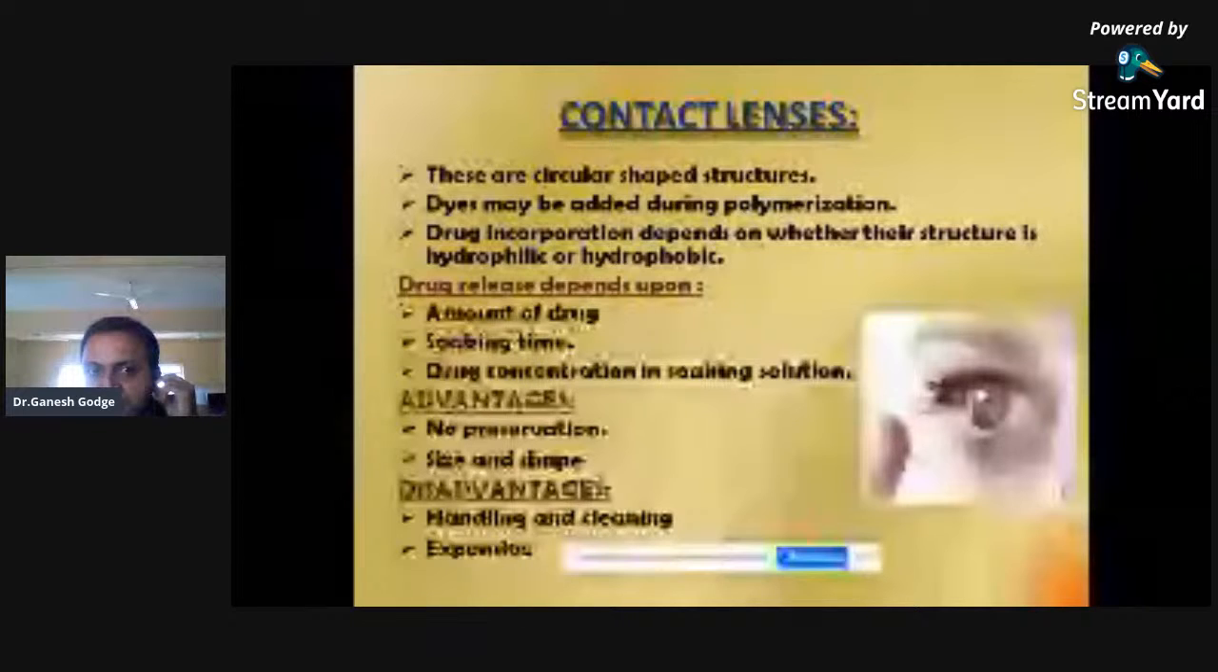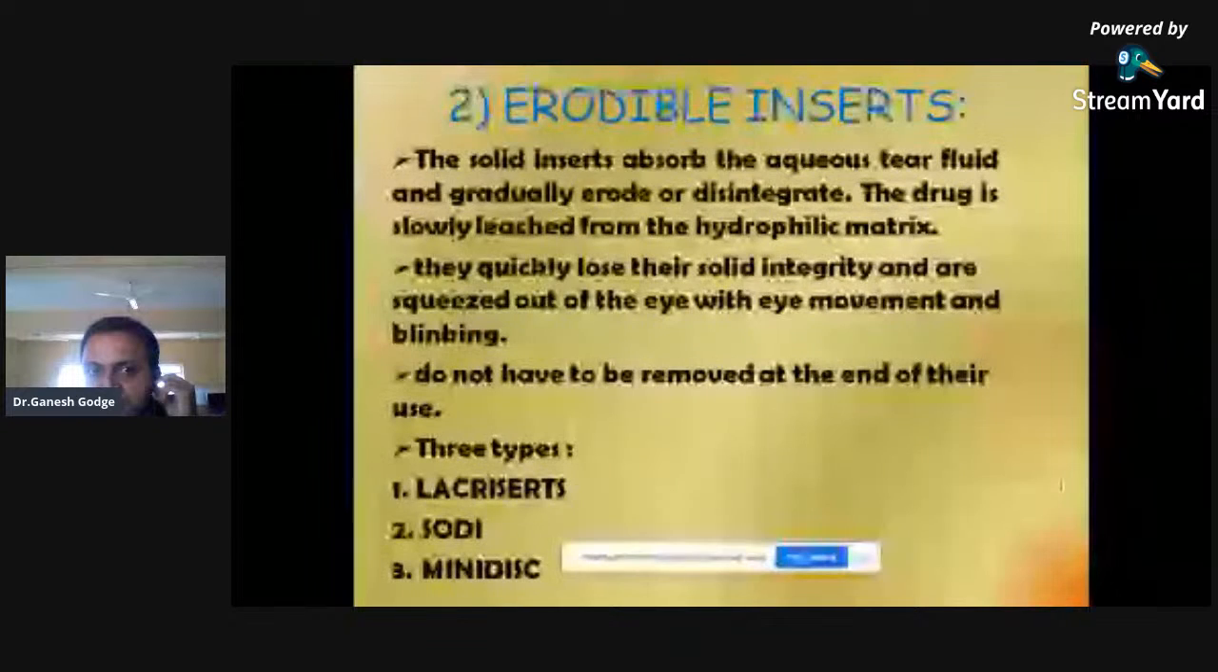Now, erodible types of inserts, in which we have discussed Lacrisert, soluble ophthalmic drug insert, and Minidisc. They are examples of erodible inserts. The solid inserts absorb the aqueous tear fluid and gradually erode and disintegrate.